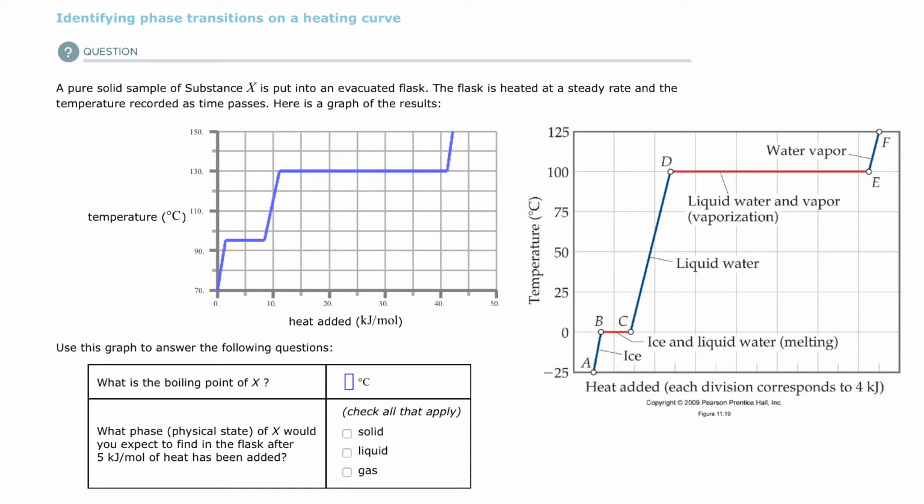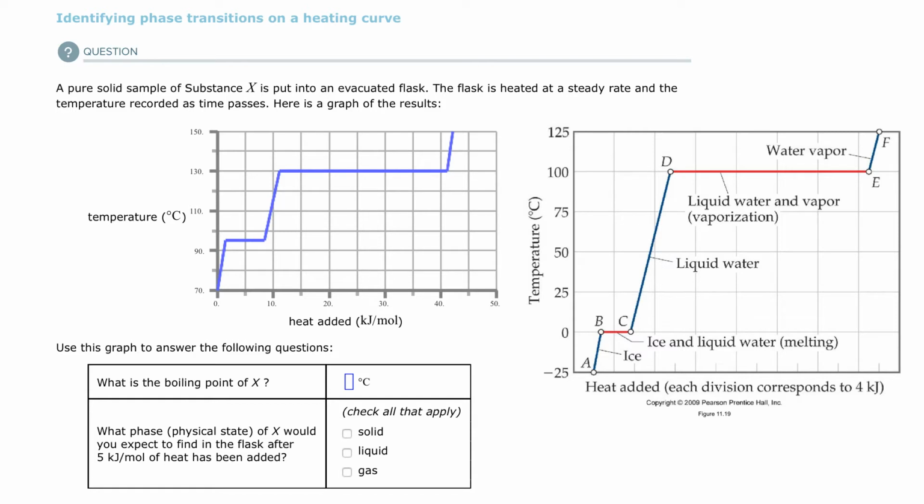Now look along the bottom. The bottom is heat added. So you keep adding heat, keep adding heat. So if you go from A to B, you've moved to the right. You've added heat, and you brought the ice up from a low below 0 degrees up to 0. So at B, it's still 0 degrees.